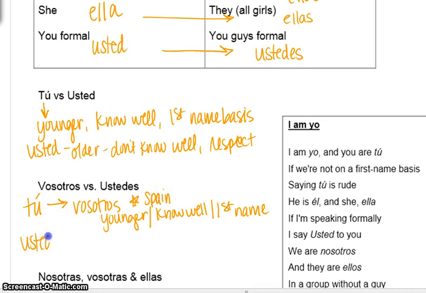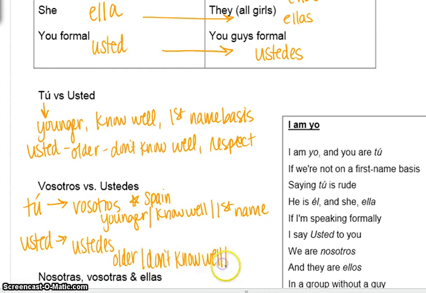The plural of usted is ustedes. And again, they both mean the same thing. Vosotros and ustedes both mean you guys. But you're going to use ustedes generally if it's a group that's older than you, a group of people that you don't know well, or a group of people that you want to show respect to. Additionally, you would use ustedes if you're outside Spain.